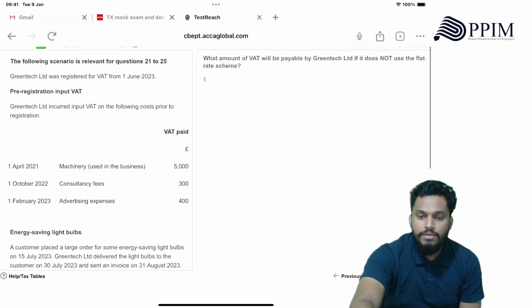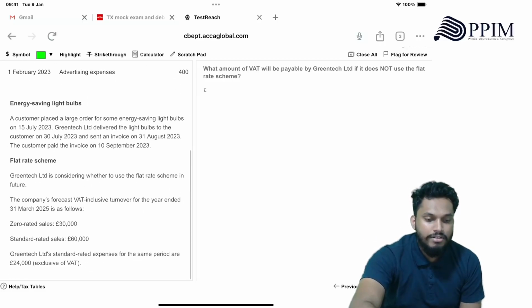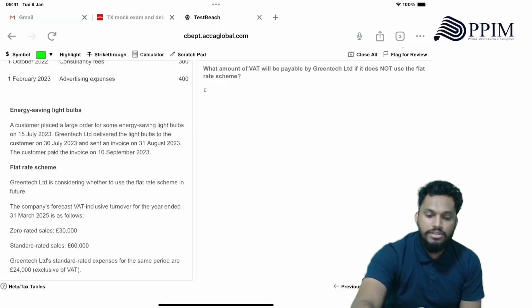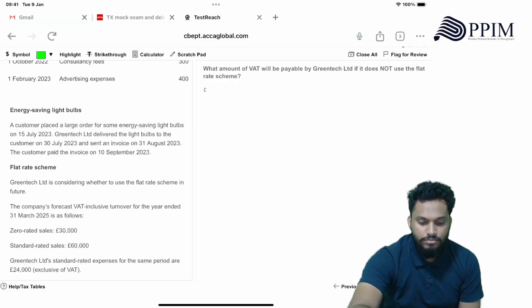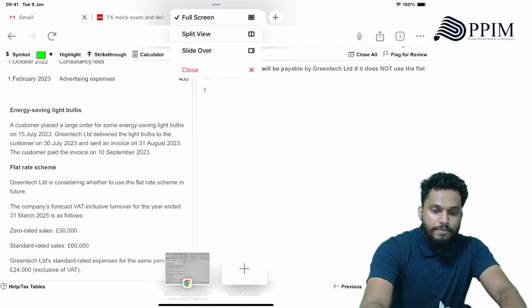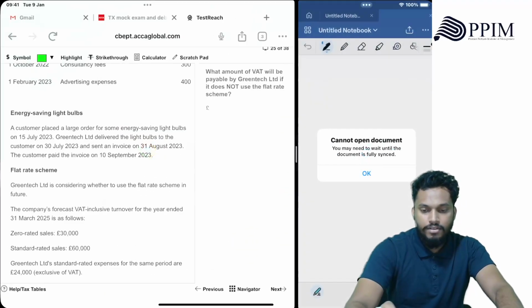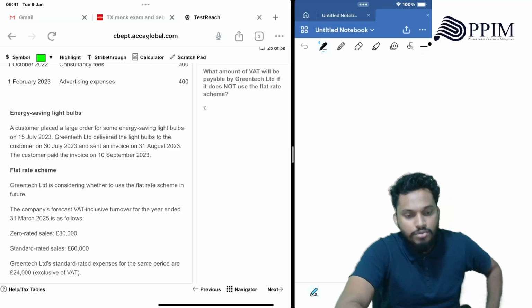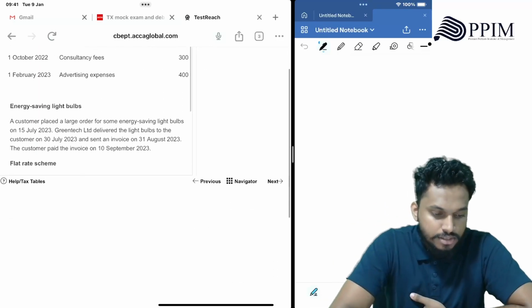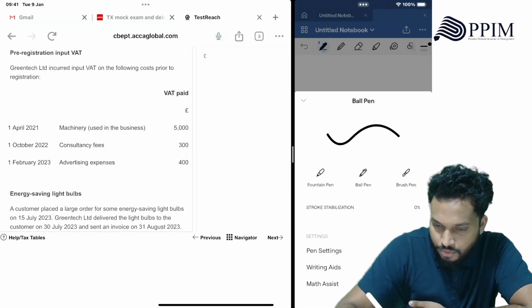So what amount will be payable? No, the next question is that. What amount will be payable by Green Tech Limited if it does not use the flat rate? So if they are not using the flat rate, what is the amount? Then you need to consider two things. What are the two things you need to consider? Input VAT and output VAT. Perfect.